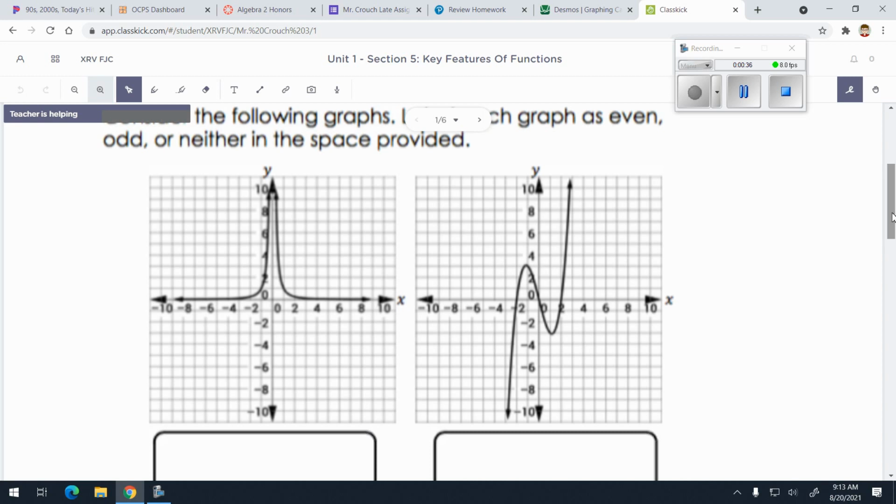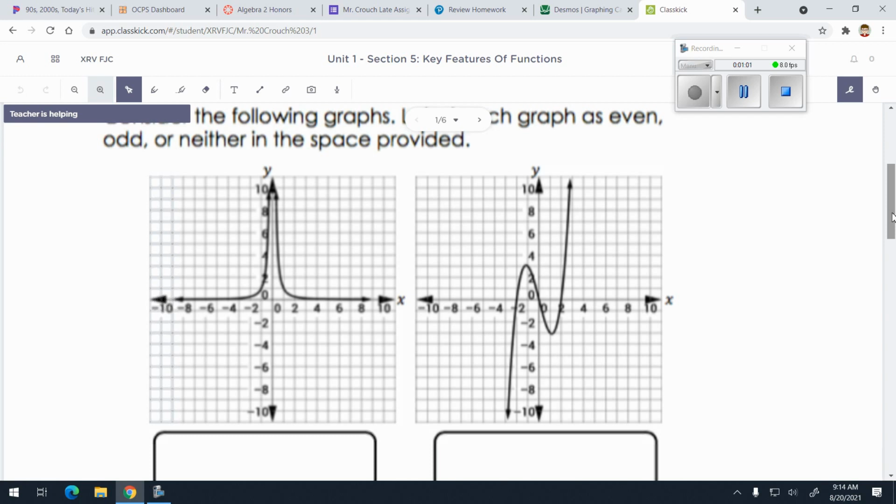All right, let's take a look. This first function on the left, okay? What does symmetry mean? Describe it to me in layman's terms, though. It's the same on both sides, meaning if I was to fold along that line, it should land on top of itself, correct?